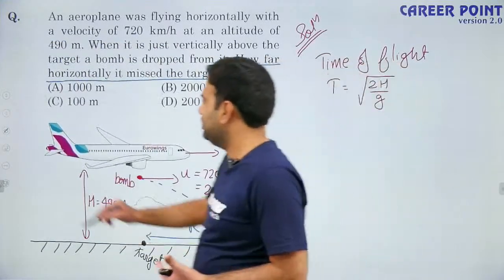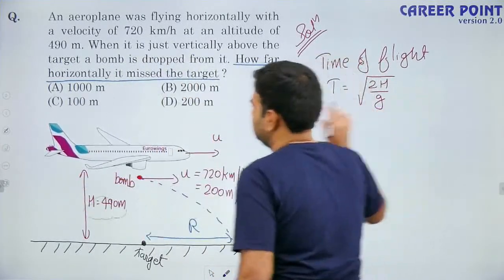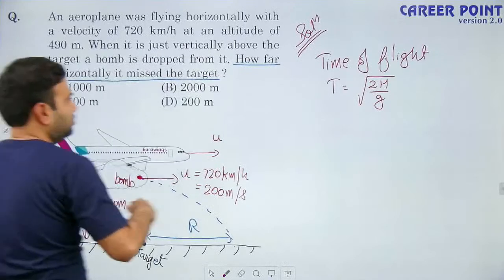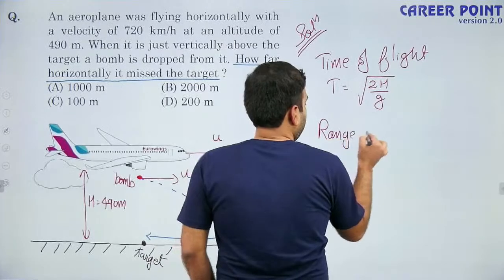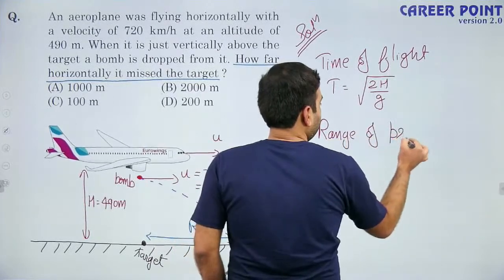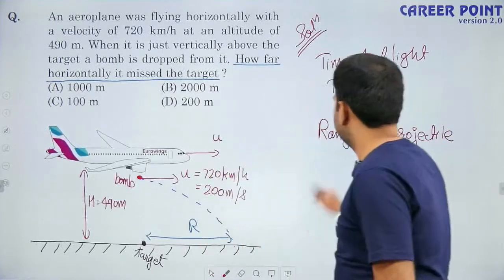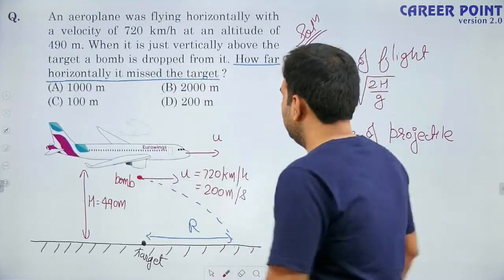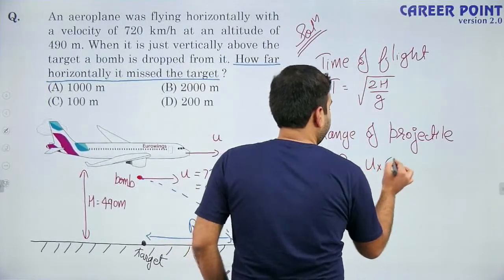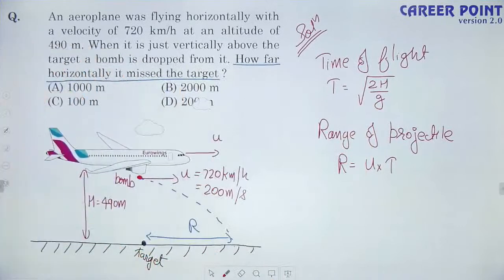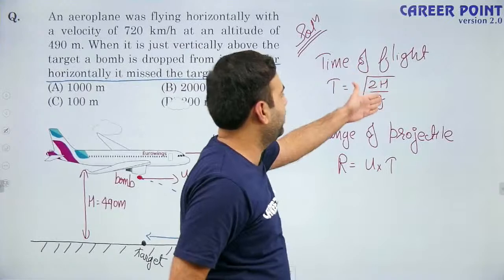What is the time of flight? Let us find out, we will calculate it later. Range of projectile: this projectile is thrown from horizontal, so its range that we have already calculated is equal to ux into time of flight. What is range? Range is ux into time of flight, and the time of flight in this case is under root of 2h by g.